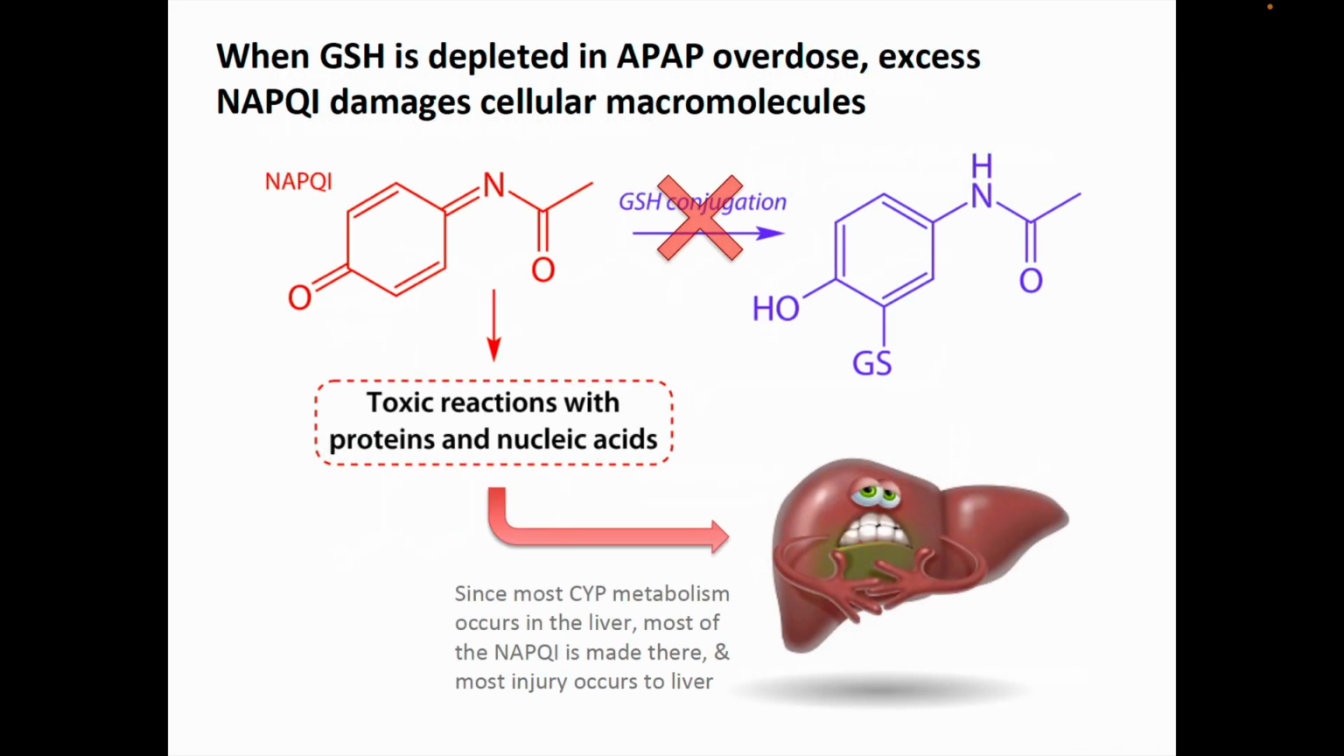We've got plenty of glutathione for the amount of NAPQI produced after therapeutic dosing. But where we get into trouble is when the glutathione stores are depleted, as with an acetaminophen overdose, resulting in excess NAPQI production. When glutathione stores are reduced to below 30% of normal, that's when we start seeing oxidant injury to the cells. Since most of the cytochrome P450 metabolism occurs in the liver, most of the NAPQI is produced in the liver, and therefore most of the injury occurs in the liver with acetaminophen toxicity.